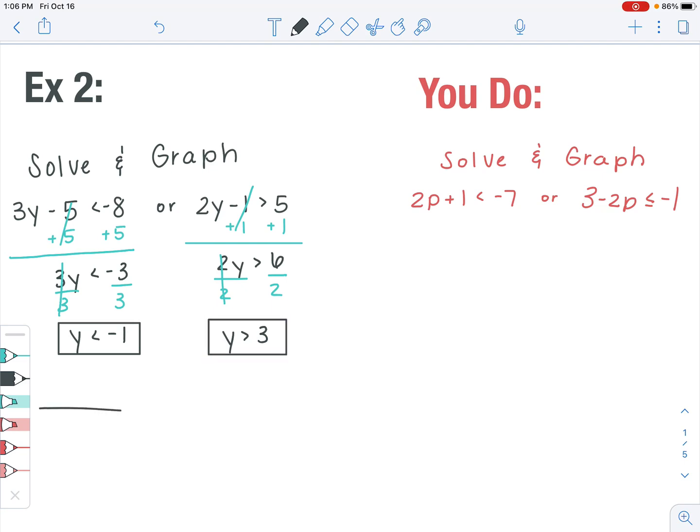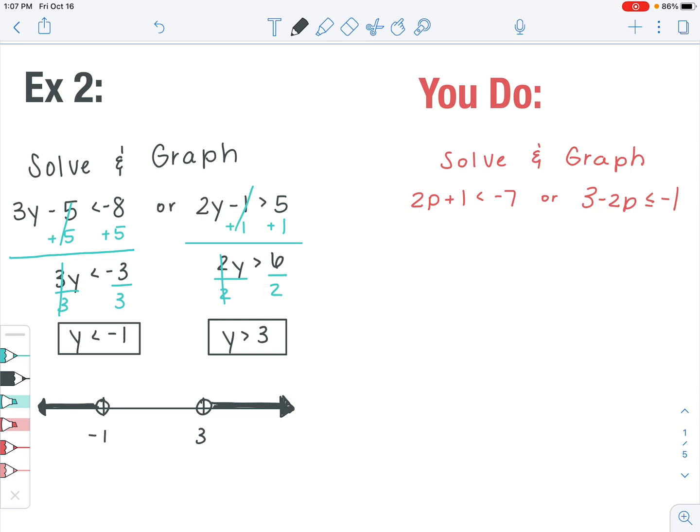And the last thing I need to do is graph my answers. So bring down my -1 and my 3. They both get open circles. And I need y to be less than -1, so numbers less than -1. And I need y to be greater than 3. And now I'm all done.